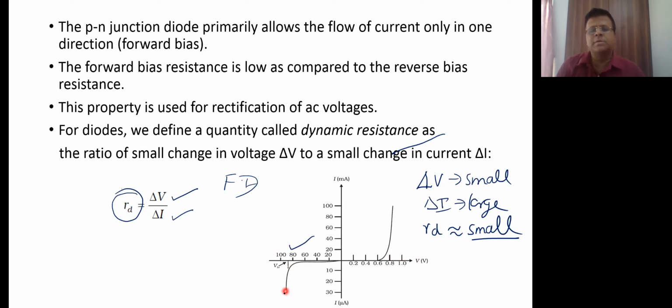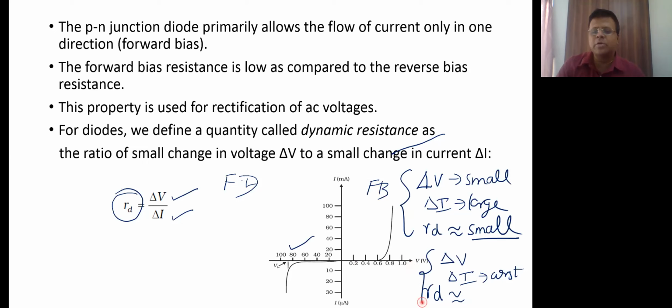And in the reverse bias situation, when your delta V is changing, your delta I remains constant. If this remains constant, there is no change happening here. So the dynamic resistance, when you're reverse biasing your diode, is going to be in mega ohms, or even more than that. Of course, I'm talking about this region where the diode is generally used in electronic devices.